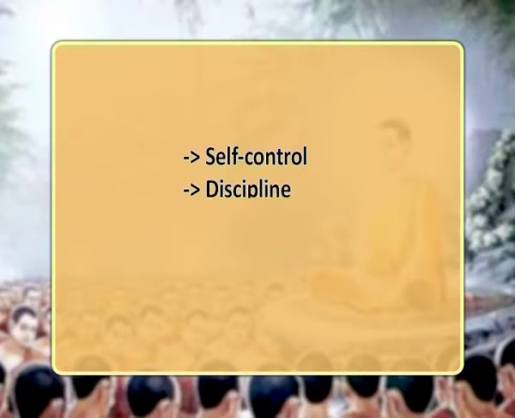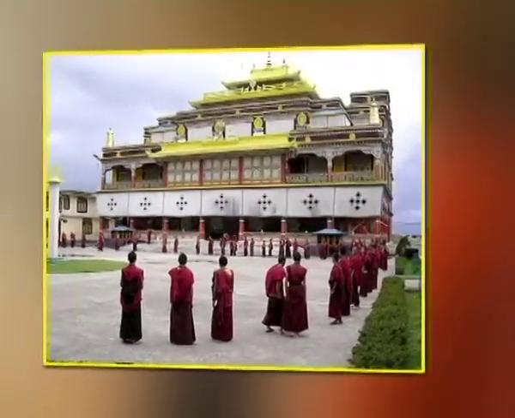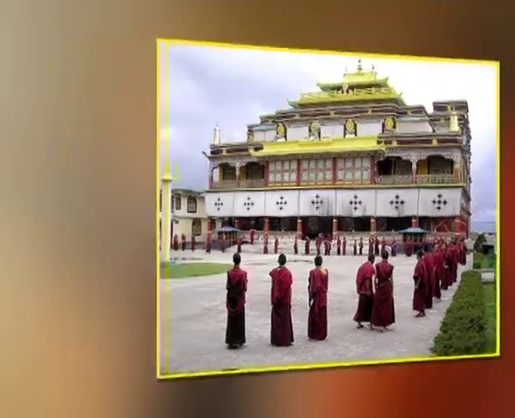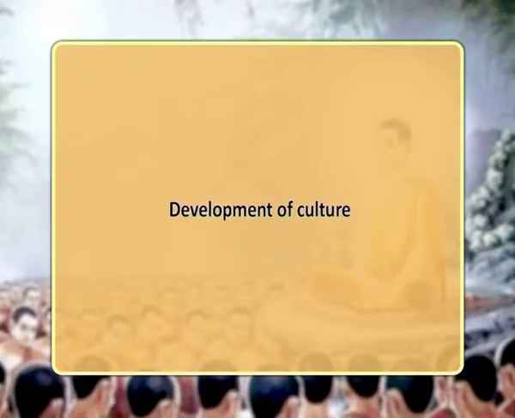Self-control, discipline, piety and sympathy were stressed by Buddhism. These qualities used to build character in monasteries and vihars. These were the education institutions of that time. The fourth aim is development of culture.